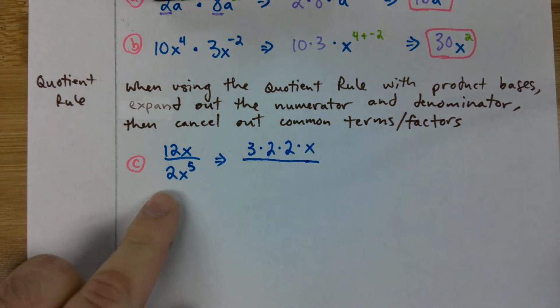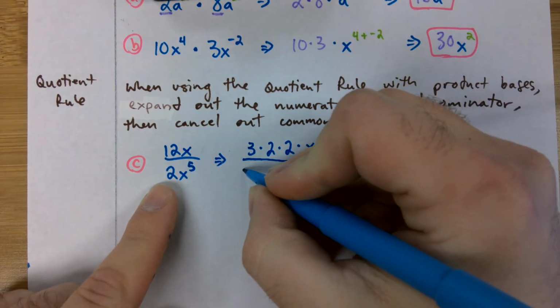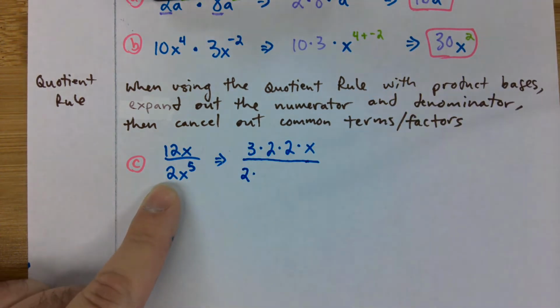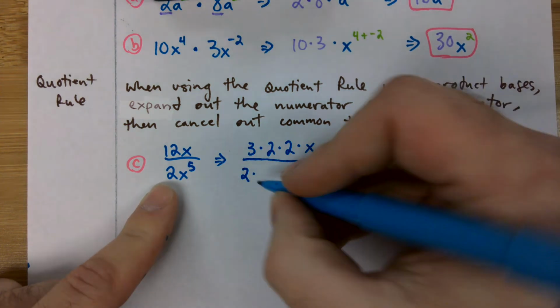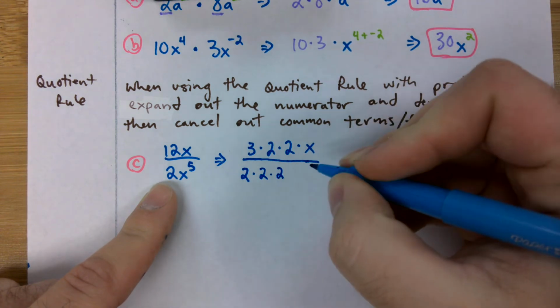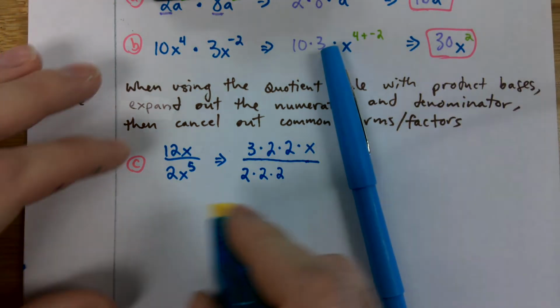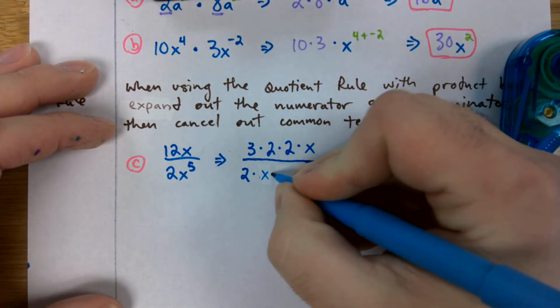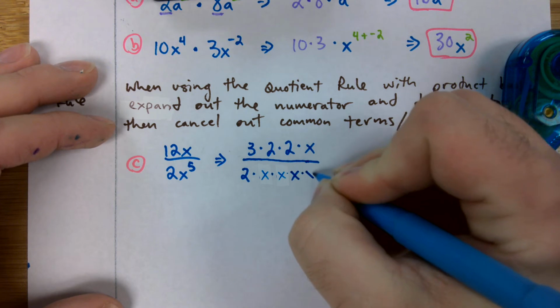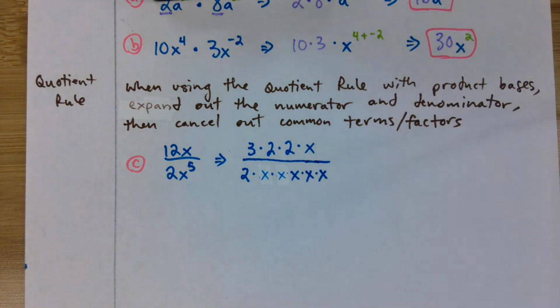Then on the bottom, can we split 2 up anymore? No, 2 is a prime number. And then how many x's do we have on the bottom? Blake, how many do we have? 5, right? Those are 2's. I keep messing up too. All right. So that's what we're working with.